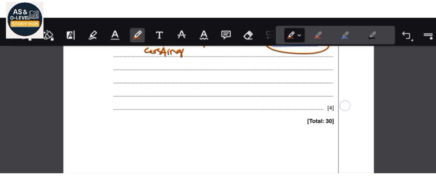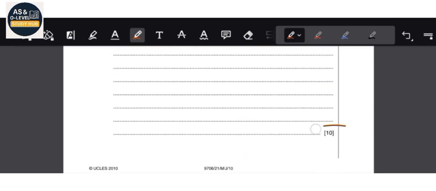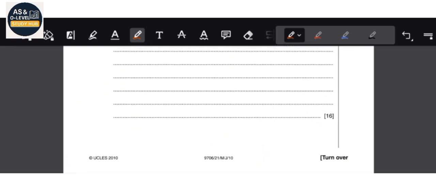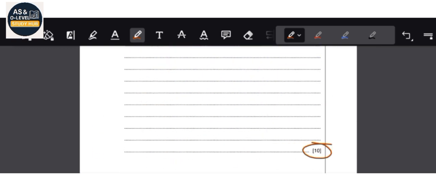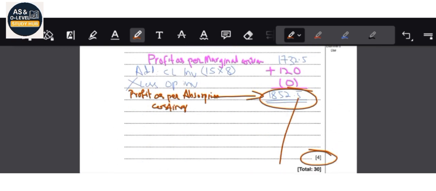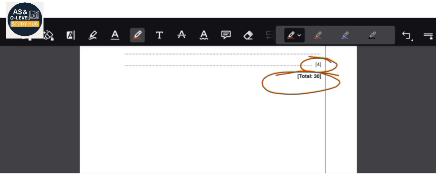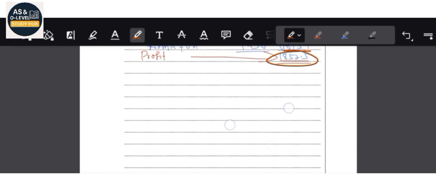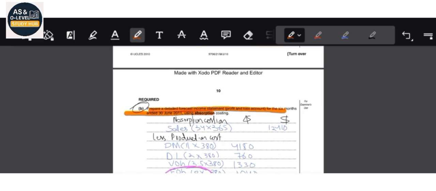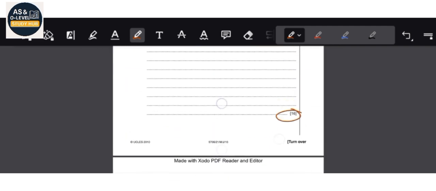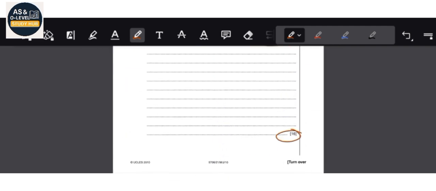You can see this is of 4 marks, this is of 10 marks, and this is of 16 marks. So the total marks are 30. So alhamdulillah, we gained all of our 30 marks. So that is it for today. Inshallah, in the next videos I will do other topical past papers of this chapter, and thank you for watching.